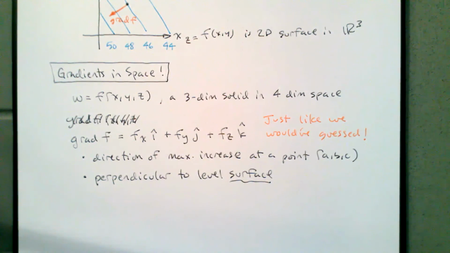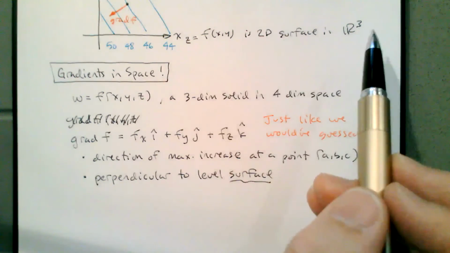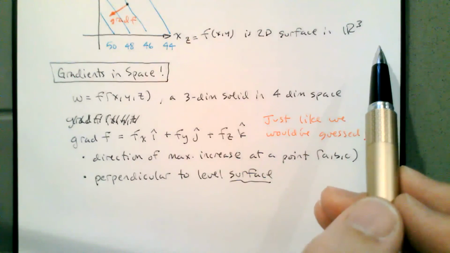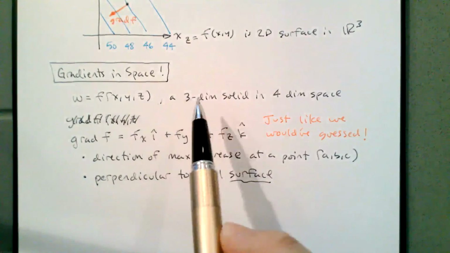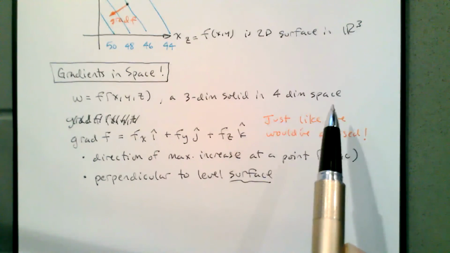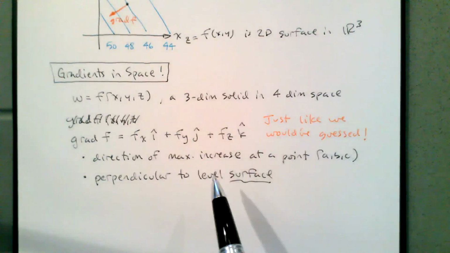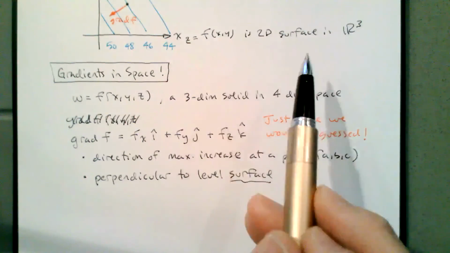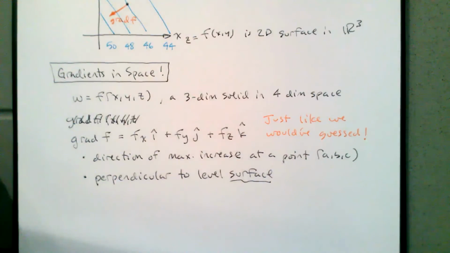So we go from z equals f of x, y. It's a two-dimensional surface in R3, and the gradient is perpendicular to the level curves. F of x, y, and z is a three-dimensional solid in four-dimensional space. And so the gradient is perpendicular to the level surfaces. Surfaces are 2D things. Level curves, those are 1D things. Contours are just a particular kind of level curve.